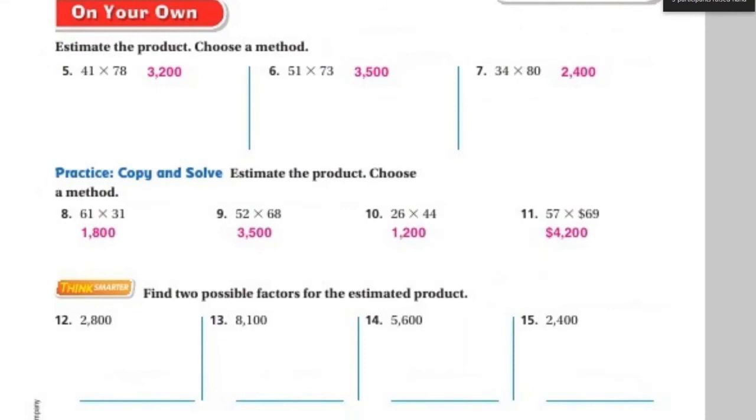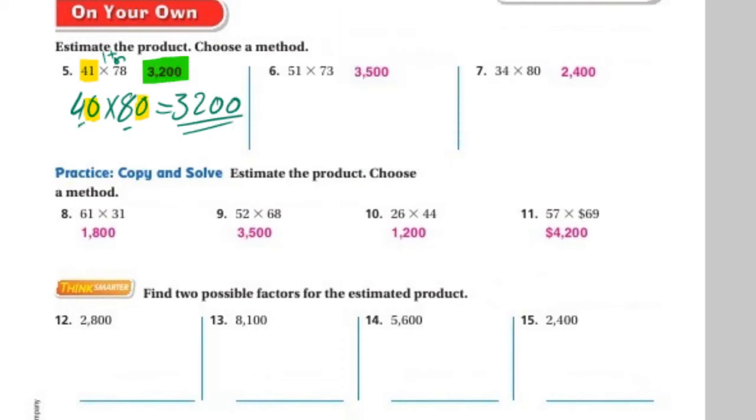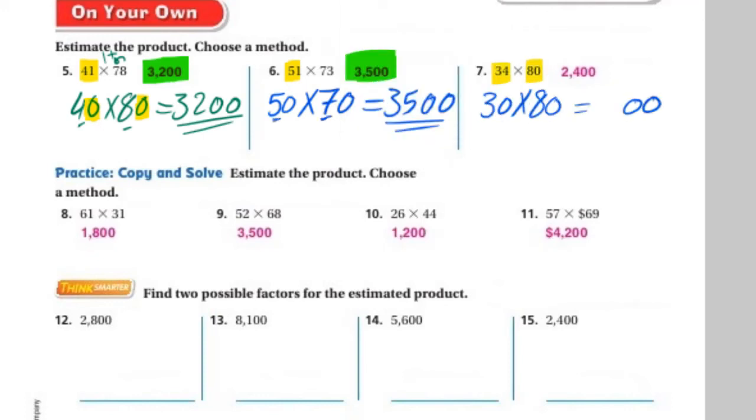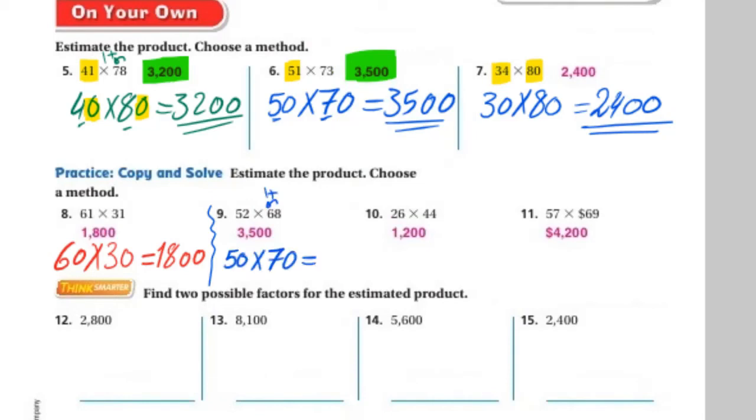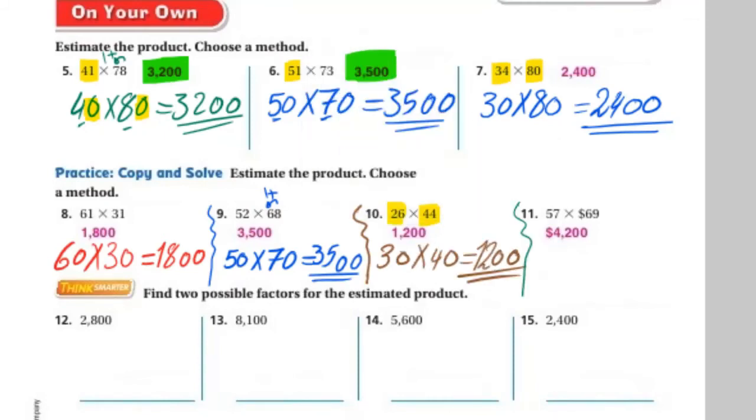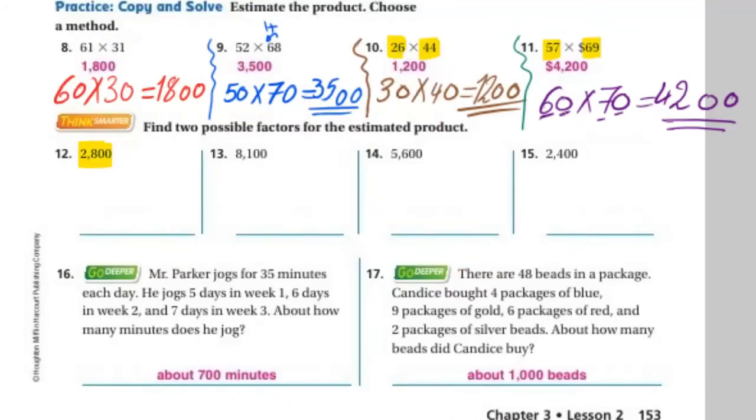Okay, number 5. Who can help me with number 5? Muhammad Ali Dijani. Okay, he gives us the estimated product and he asked us to get the two factors. Okay, so let's see how we can do that. Our estimated product is 2,800.